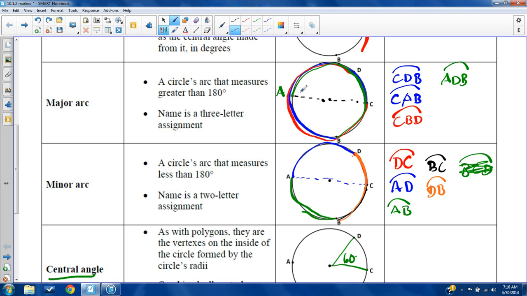ABD. I feel like I got to sneeze. We'll see if I do. From A to B to D, also a major arc. Remember, they must be more than 180 degrees.